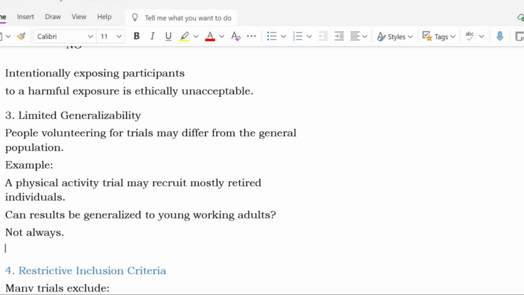Then there is limited generalizability in clinical trials. Suppose people volunteering for trials may differ from the general population.